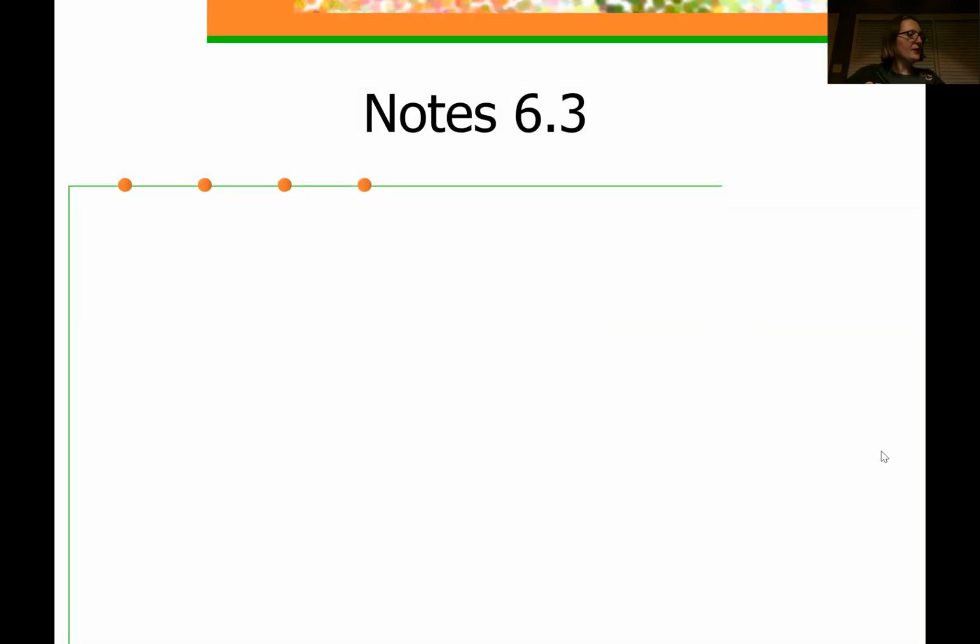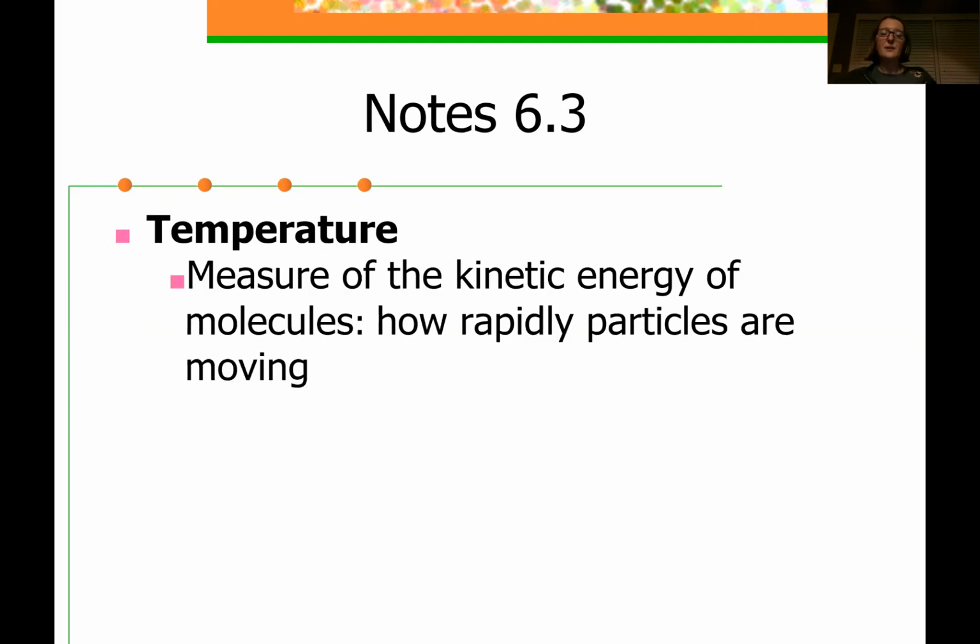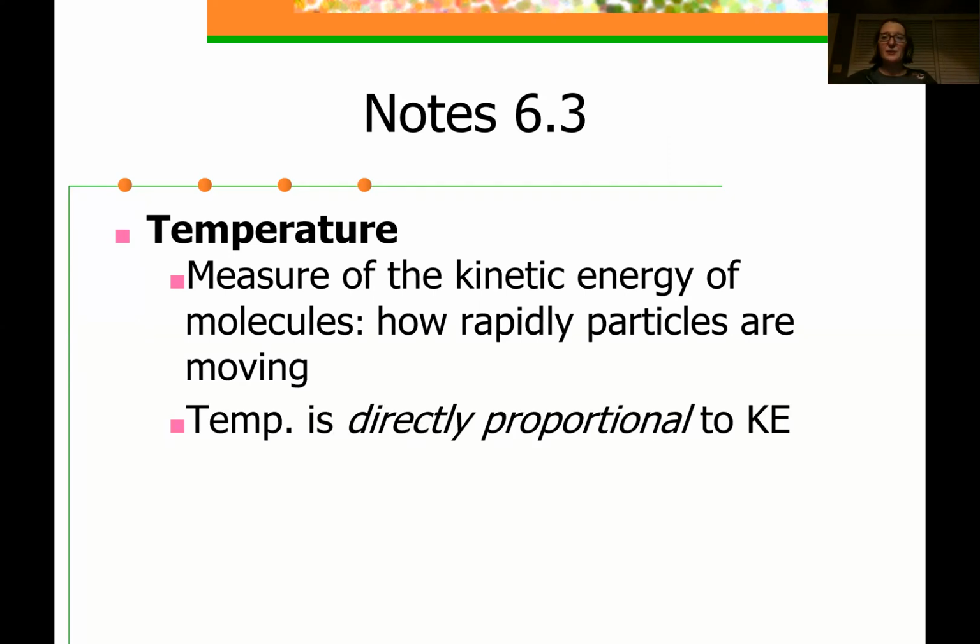All right, so hopefully you're open to your note page 6.3, and we're going to talk about temperature. So what is temperature? Well, temperature is the measure of kinetic energy of molecules. Remember we talked about kinetic energy back in 6.1, energy in motion. So temperature is the measure of how rapidly the particles are moving. And what we find is temperature is directly proportional to KE. So in this case, temperature goes up when kinetic energy goes up. So if the particles move faster, temperature goes up.